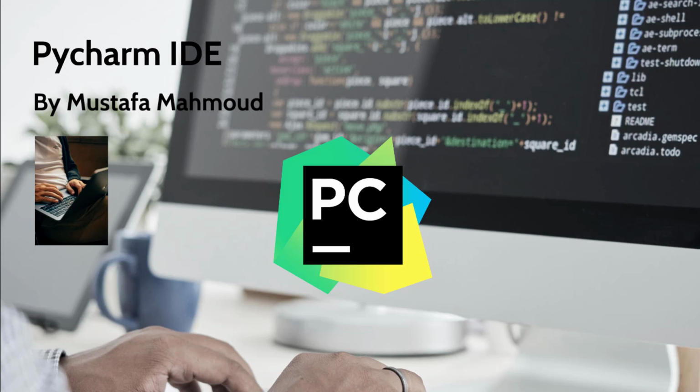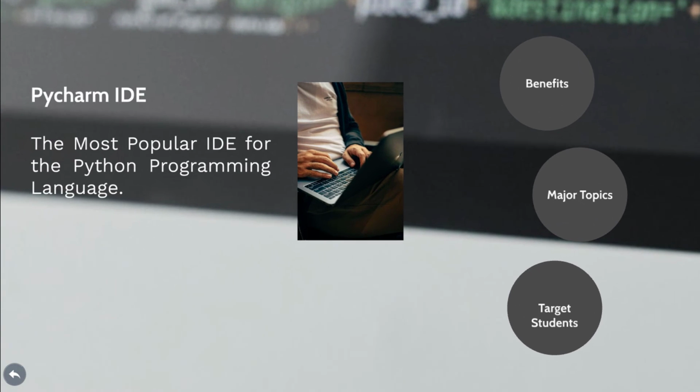I began my career as a network and computer systems administrator, and it is still my current job. I have more than 5 years of Python programming language experience.